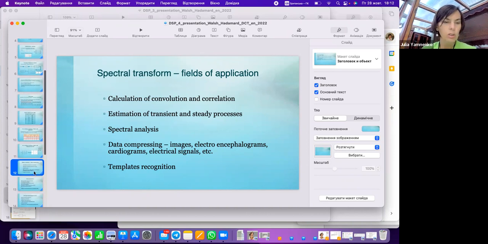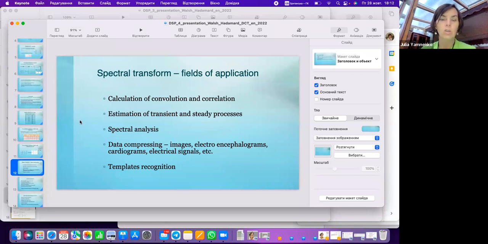And actually the last slide for today, it's about some generalization, some conclusions about spectral transform, because here we will finish with the Walsh and Hadamard method. Then we will strengthen our skills by executing the practical task number 2, but not today.